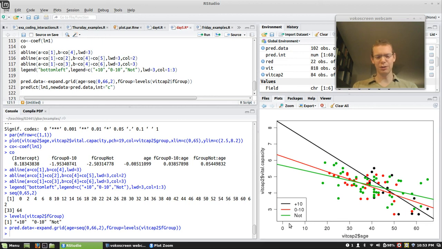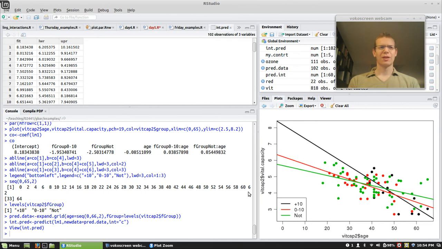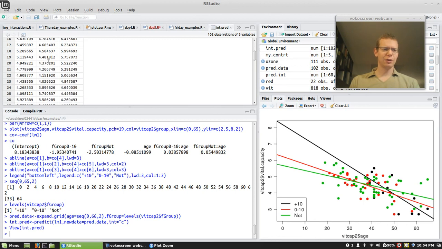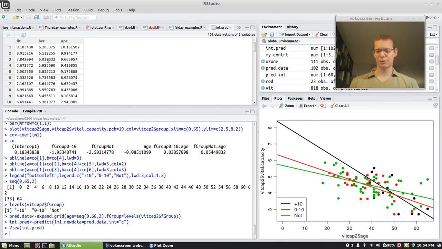So this will work fine. So what is int.pred? Well, let's look at it. Let's just view it. So we get a fit, lower and upper bound for each of these, and when you get to around 30 you kind of restart, and we need to figure out a way to plot this.